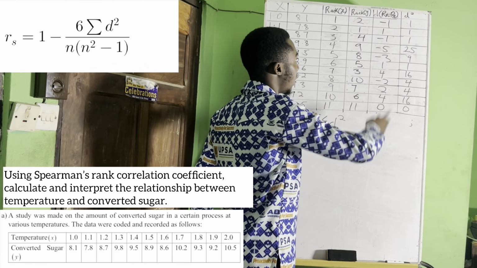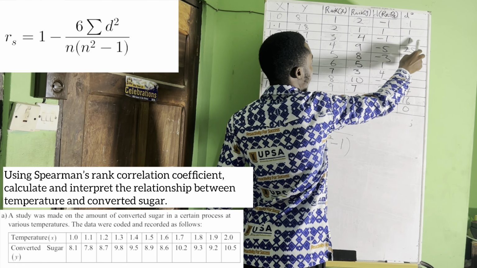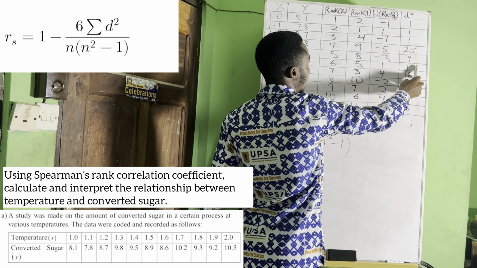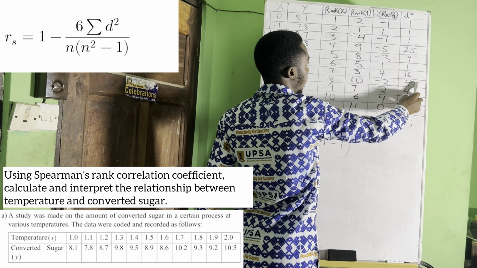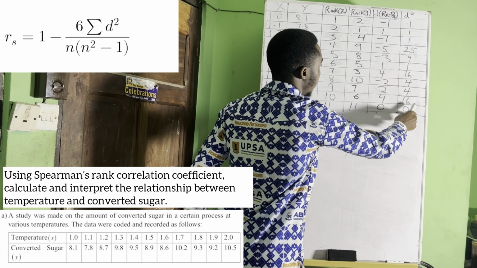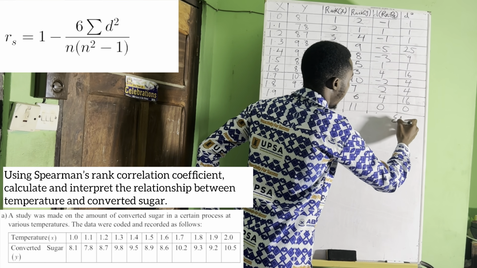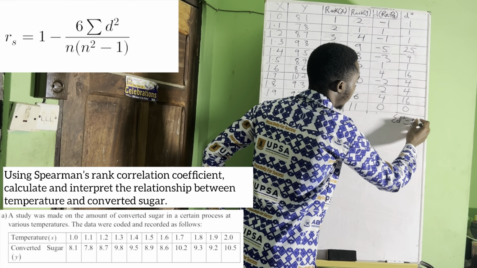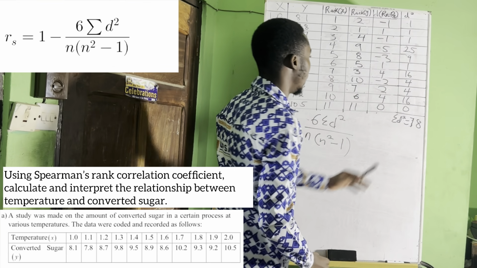You get it? So now if you're adding all of them, 1 plus 1 is 2. 2 plus 1 is 3. 3 plus 25 is 28. 28 plus 9 is 37. 37 plus 1 is 38. 38 plus 16 is 54. 54 plus 4 is 58. 58 plus 4 is 62. 62 plus 16 is 78. 78 plus 0 is 78. You get it? So sigma D squared should give us 78, right? When you add all the D squared values, you should get 78.